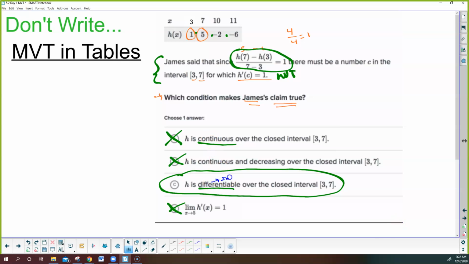Differentiability implies continuity. Okay? Continuous does not imply differentiability. So if you see the word differentiable, think it's also continuous.